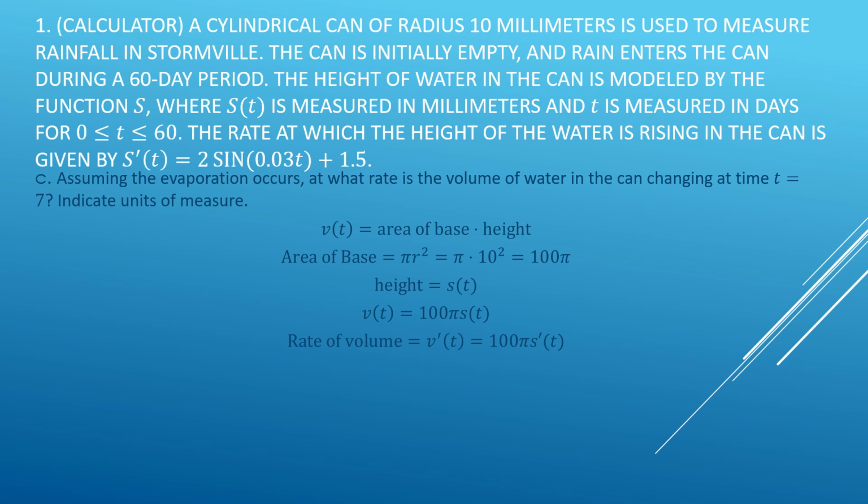All right, so the rate of volume that they're asking for is the derivative of volume. So they're asking the derivative of our volume formula, which would be 100 pi S prime of T. And then plugging in 7, I have 100 pi S prime of 7. And then I literally plug that into my calculator. So 100 times pi, and then I plug 7 into the derivative formula that they gave us in the question prompt, and I get 602.218. All right, so that tells me that the volume of the water in the can is increasing at a rate of 602.218 millimeters cubed per day. Again, it's cubed because we are talking about volume.